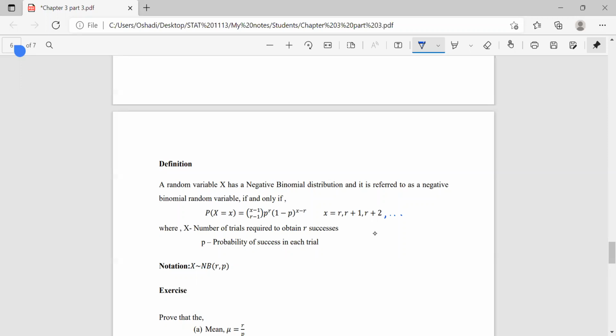So here X is the number of trials required to obtain r successes, and p is the probability of success in each trial. Using the notation, we write X follows negative binomial, and in brackets we should include the parameters r, p. r is the number of successes, and p is the probability of success in each trial.